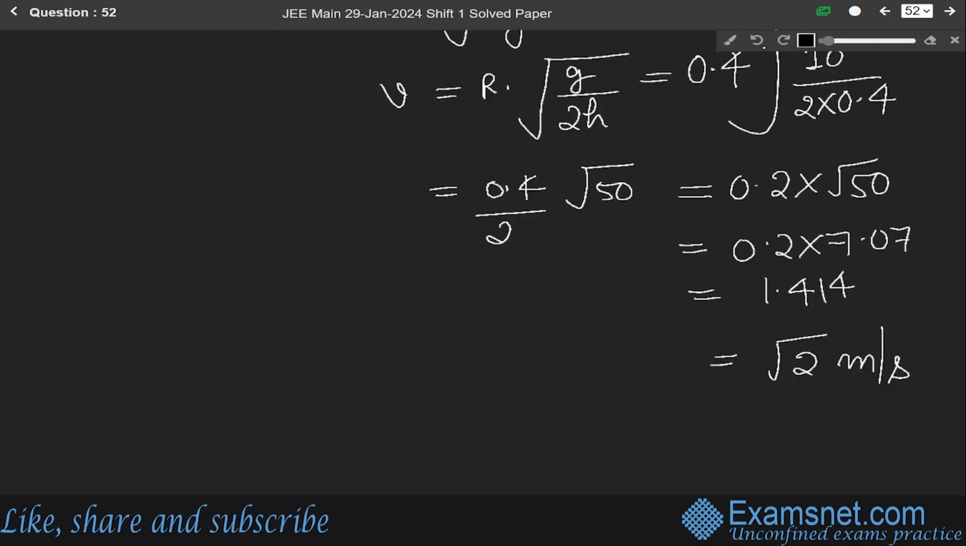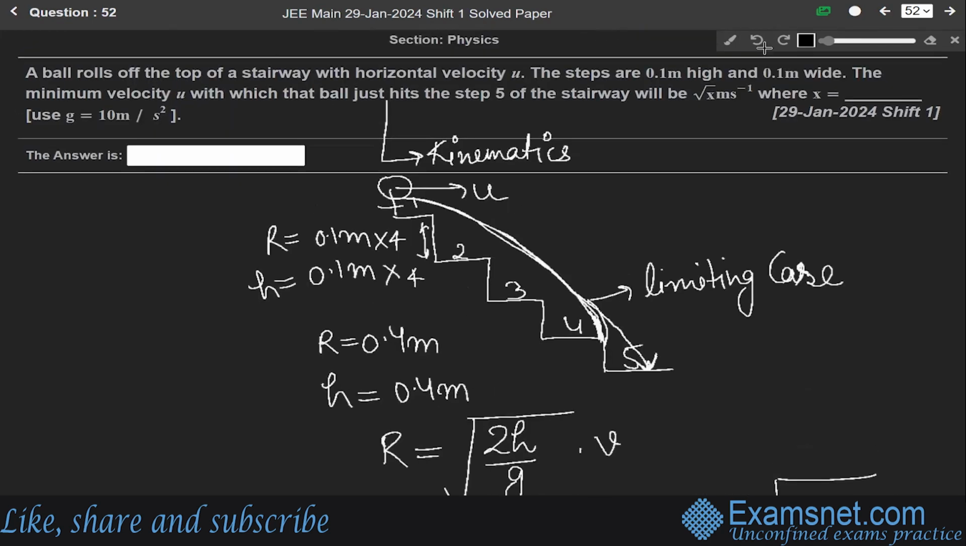So the value of x is 2. Okay, x equals 2.